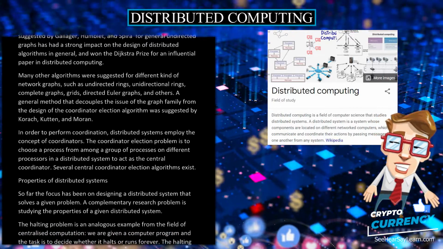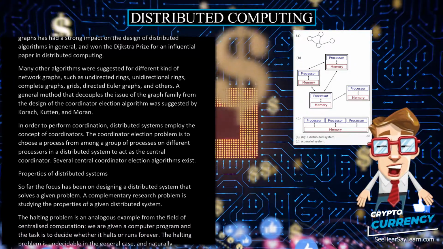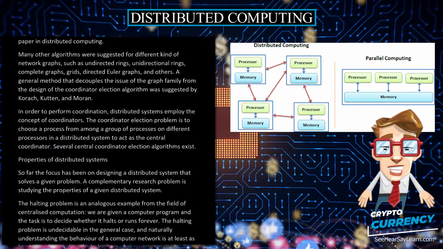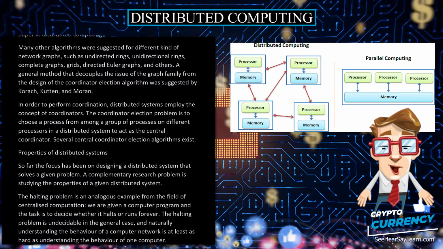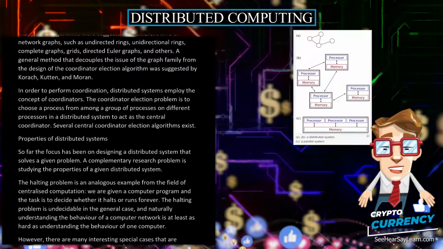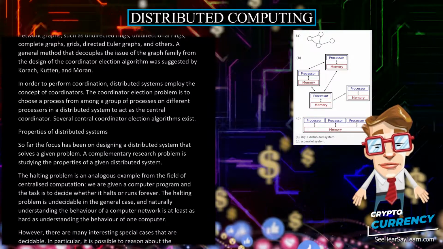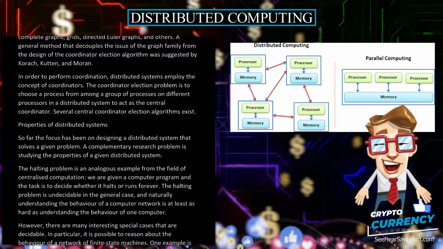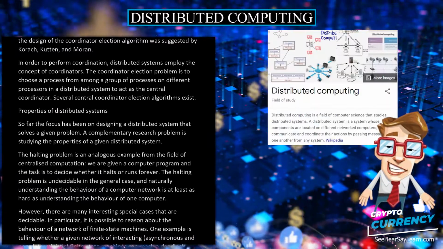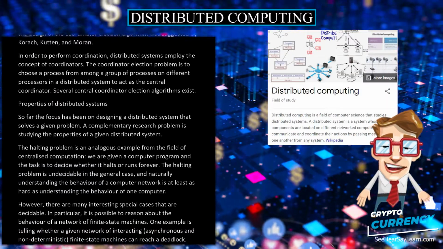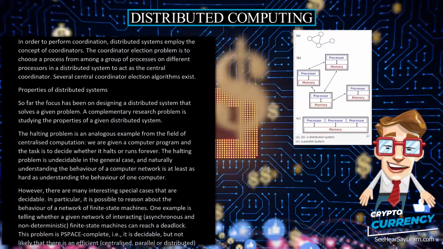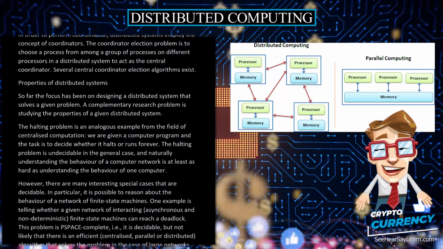Properties of distributed systems. So far the focus has been on designing a distributed system that solves a given problem. A complementary research problem is studying the properties of a given distributed system. The halting problem is an analogous example from the field of centralized computation. We are given a computer program and the task is to decide whether it halts or runs forever. The halting problem is undecidable in the general case, and naturally understanding the behavior of a computer network is at least as hard as understanding the behavior of one computer. However, there are many interesting special cases that are decidable.